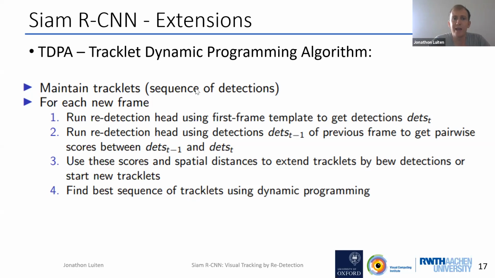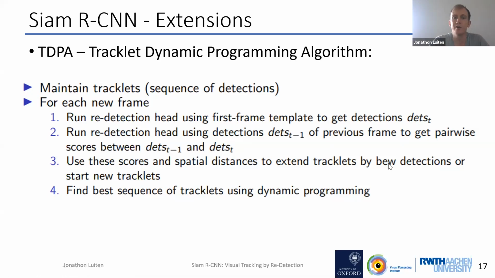So in a new frame, we want to detect what's happening in that new frame, right? We have all of the tracklets that we calculated in the previous frame. We run the redetection head using the first frame template, and that gives us all of the boxes that could be the object that we want to track. Then we run the redetection again, but instead of the reference being the first frame, it's the previous frame. So now we get these pairwise scores between the previous frame and the current frame.